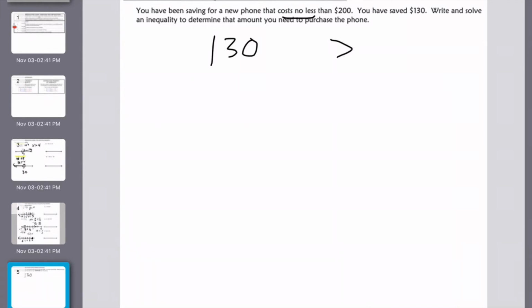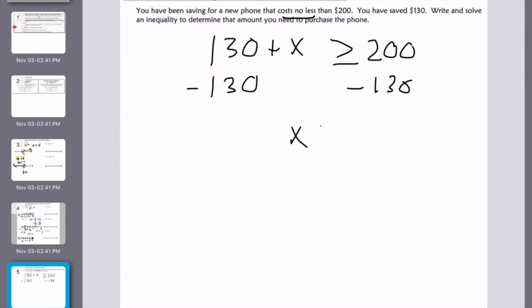So I know that this is going to be greater than or equal to 200, and my amount of money is plus x because that's what I'm trying to figure out. So I have $130 plus the amount that I need is greater than or equal to $200, the cost of the phone. Okay, the next thing I need to do is subtract 130 on both sides. So I have x is greater than or equal to $70. So I know that you need at least $70 to purchase the phone.